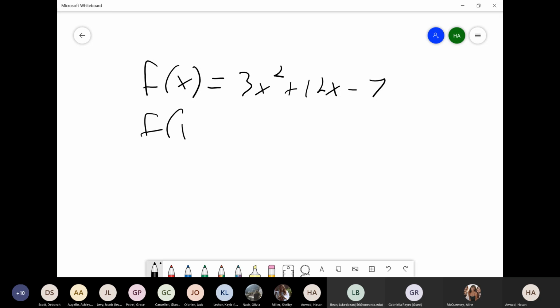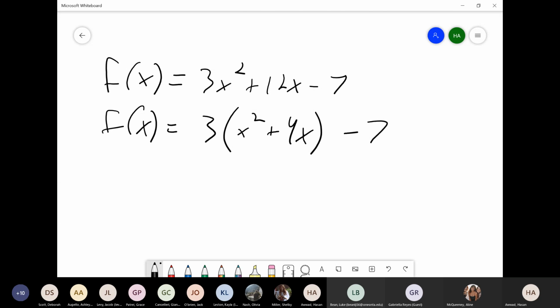So we're going to have f of x is equal to, we pull a 3 out, and what we have left is the x squared plus 4x inside the parentheses. And we have that minus 7 just lingering around. Okay, so to continue, now what I want to do, underlined in blue, is complete the square for specifically what's inside of the parentheses.